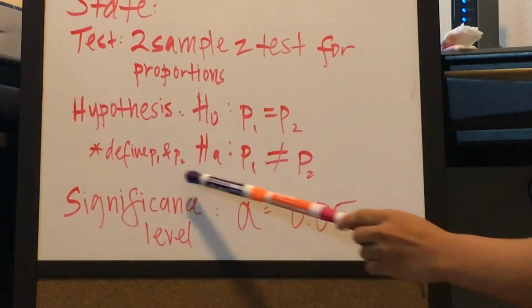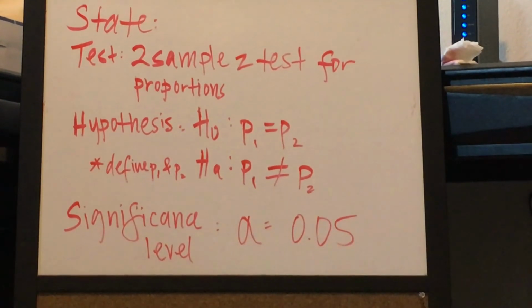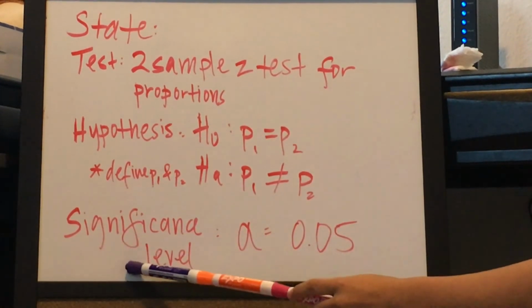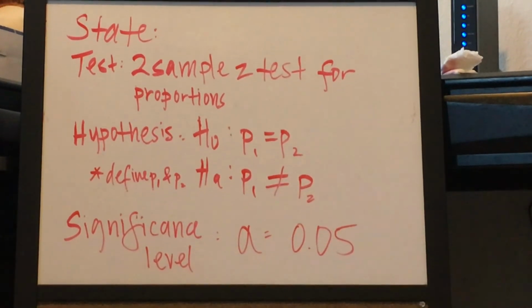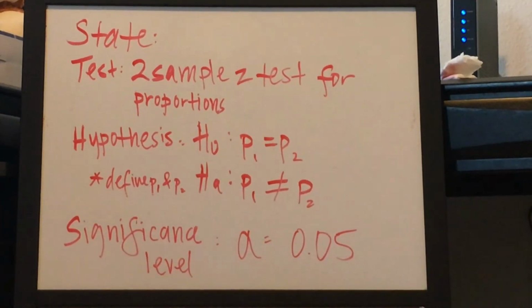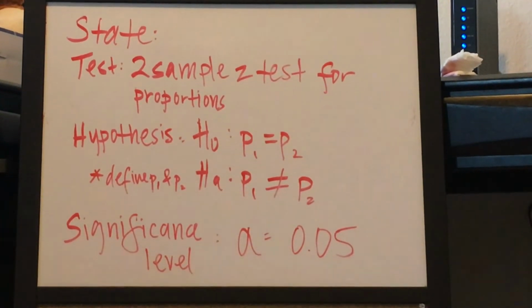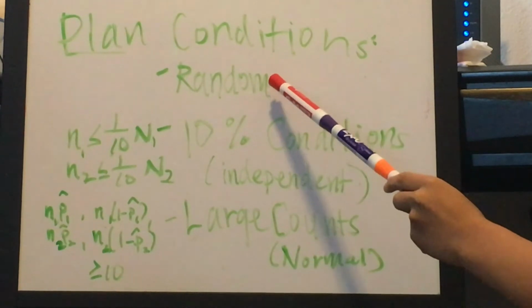So you have to make sure to define the variables p1 and p2 here because you have to talk about the problem in context. Finally, you have to talk about the significance level, which is usually alpha equals 0.05. And so in general, the two-sample z-test for proportions always deals with two-way tables, so we'll talk about how this relates to calculations later.